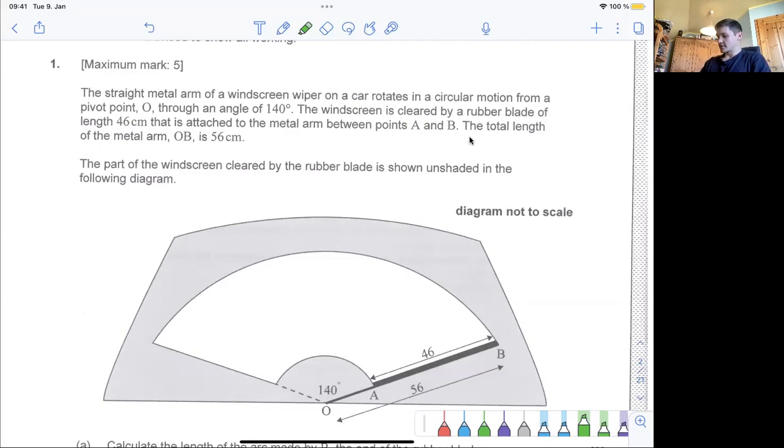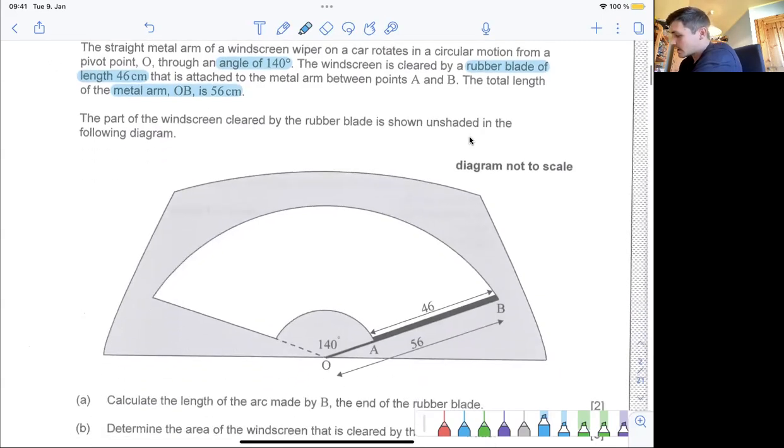Cool. So first things first, I like to highlight or underline the important information in the question. So let's do that. This angle of 140 degrees is going to be helpful. The rubber blade being of length 46 centimeters is going to be helpful. And the total length of the metal arm OB being 56 centimeters is also going to be useful. So we'll highlight all that, or in an exam, underline, or whatever suits you. The part of the windscreen cleared by the rubber blade is shown unshaded, so that's that little region there.